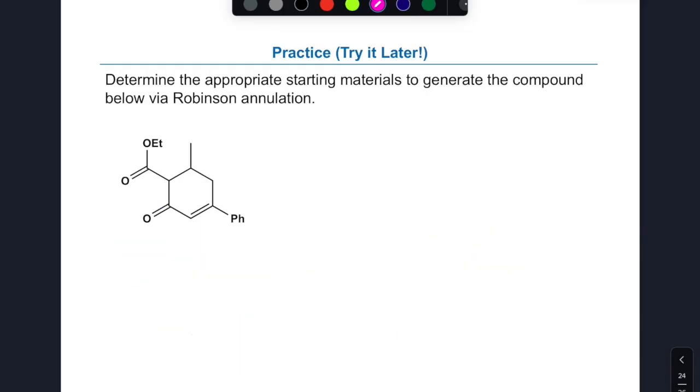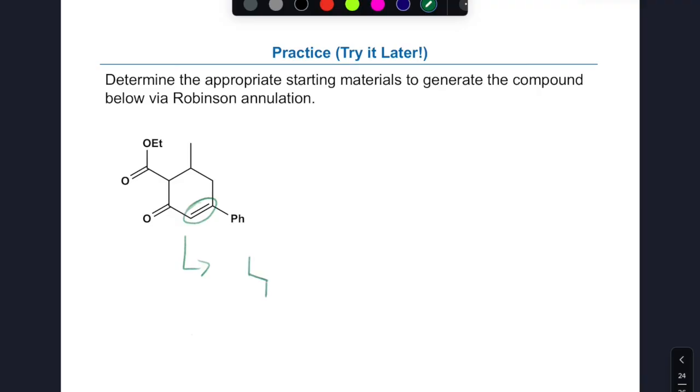Now for this one, we're asked to sort of walk backwards. Now remember, we're still doing a Robinson annulation, and we need to reverse it working backwards. So if you remember the Robinson annulation, the final step is an aldol condensation, which gives us an alpha beta unsaturated system. So this is probably the functional group we're going to form from that center. So to kind of reverse it, first thing we're going to do is reverse the aldol condensation and go back to just the aldol addition.